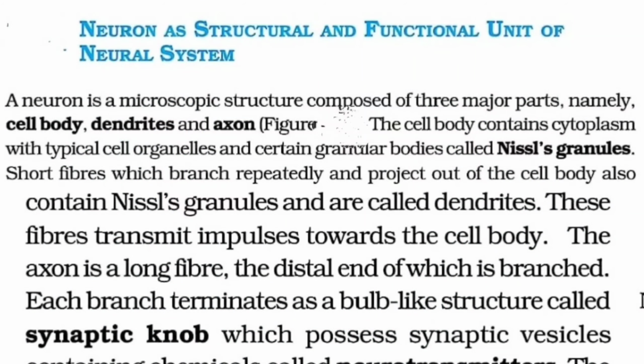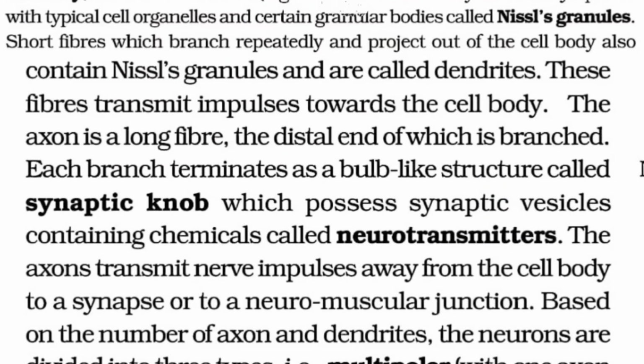So today we are starting with a topic called neuron as the structural and functional unit of neural system. Okay, so let's get started. Starting with the first thing first, that is the definition. The neuron is a microscopic structure which is composed of three major parts called cell body, dendrites and axon.